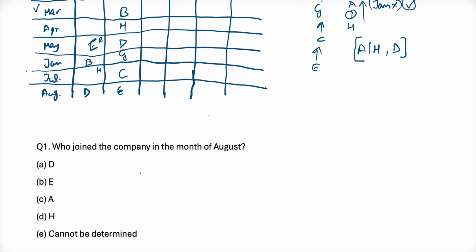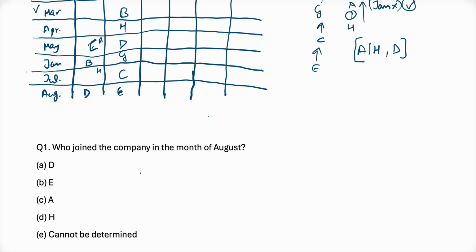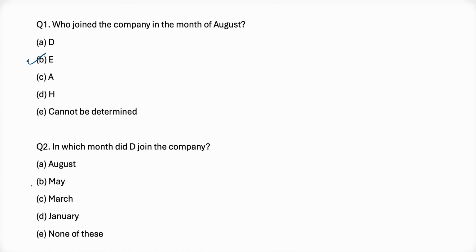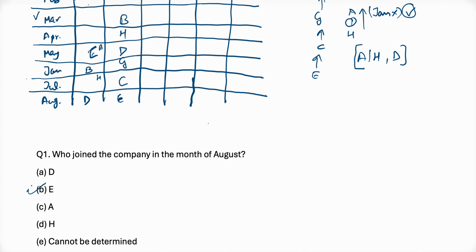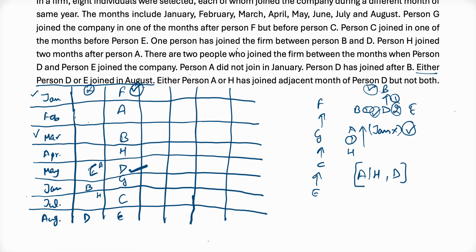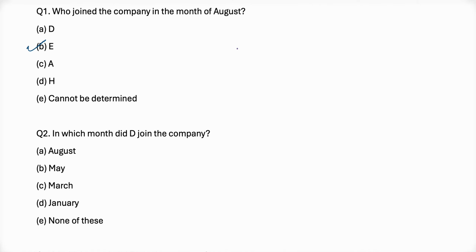Who joined the company in the month of August? Clearly, it is E who has joined the company in the month of August. In which month did D join the company? Clearly, D joined the company in the month of May. Therefore, B is the correct option here.